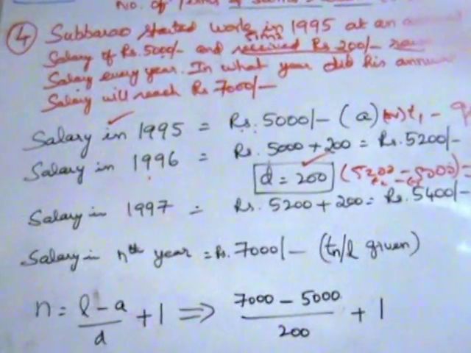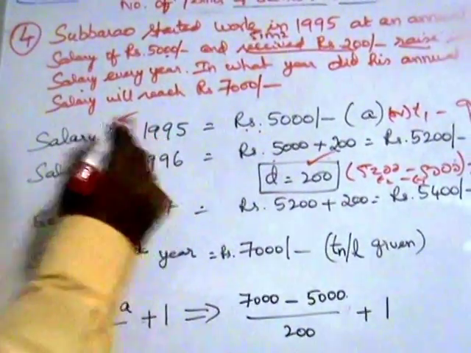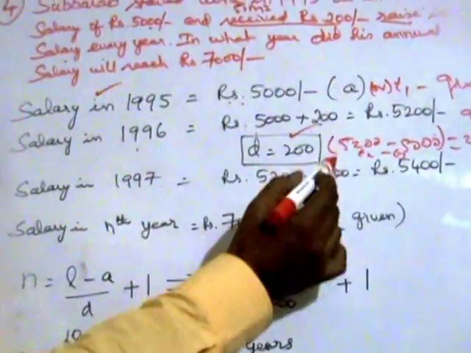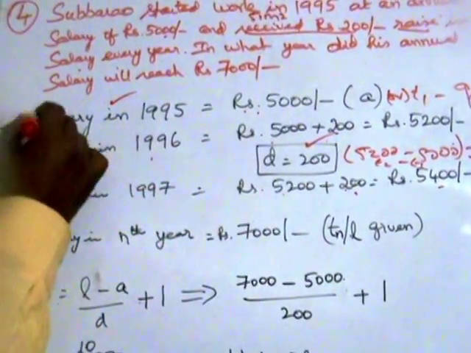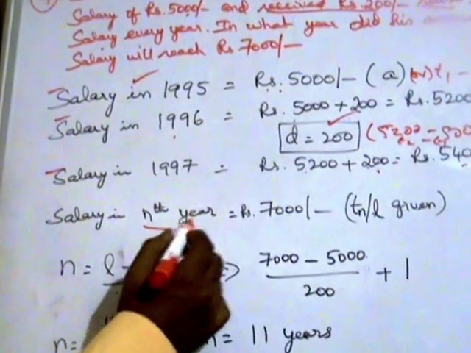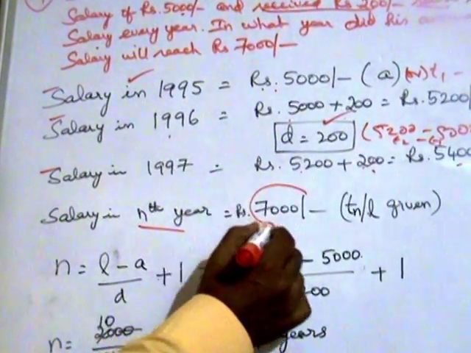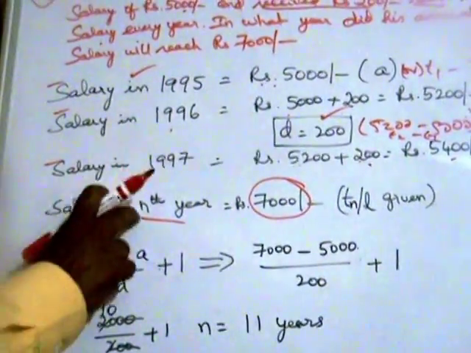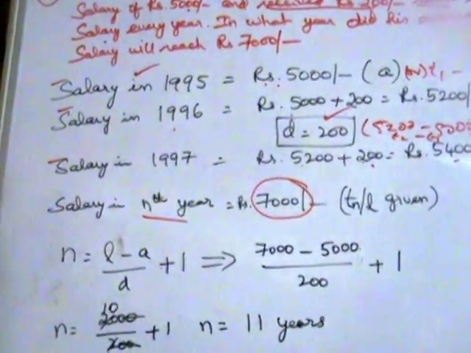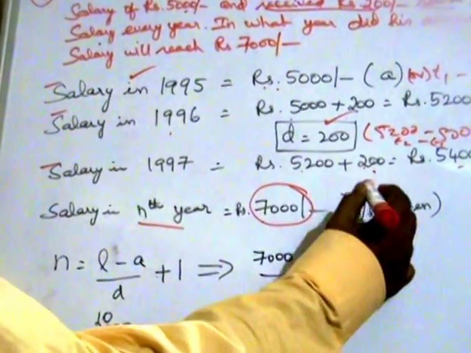In the next year, 1997, it starts from 1995, so you add the annual salary increase, 5,400. Like that it goes on. Now, in a particular year, nth year, his total salary becomes 7,000. We have to find the nth year, which year the salary becomes 7,000. So this 7,000 is called Tn, or L.